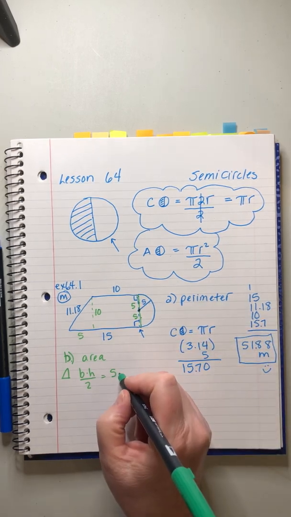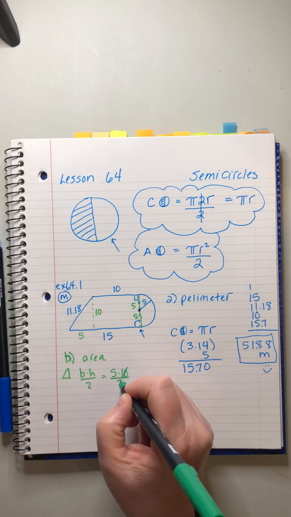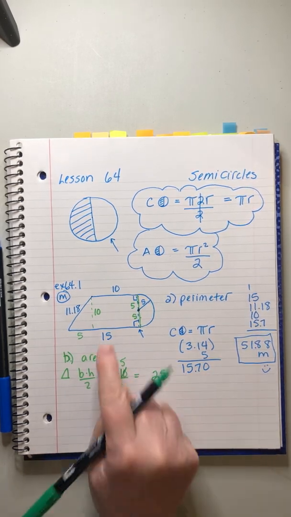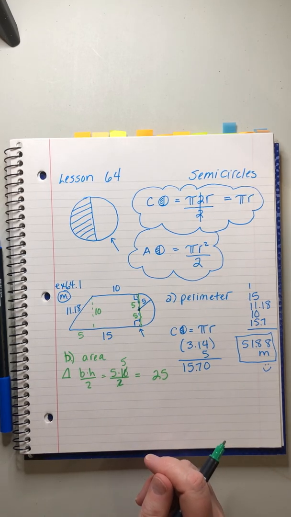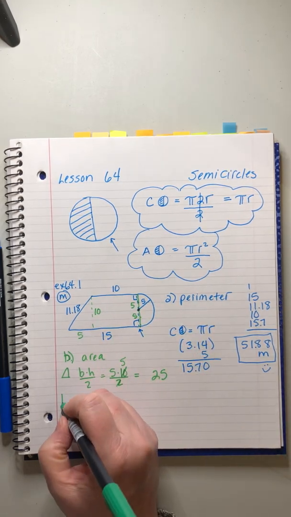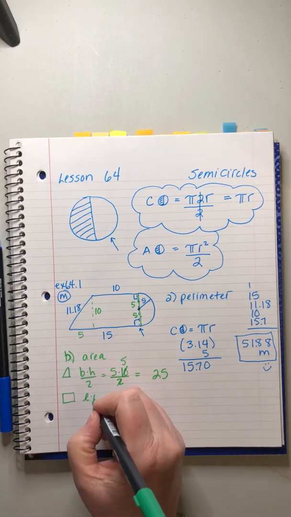All right, so it's 5 base times the height is 10 divided by 2. That cancels. The area of our triangle is 25. We're going to add the 3 pieces together, right? Okay, thanks. All right, now let's do the rectangle, or in this case, it does happen to be a perfect square, right? But we do length times width.